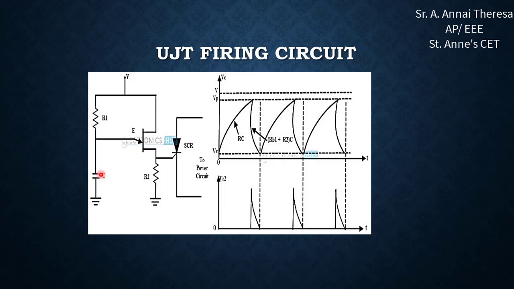This pulse generation continues till the capacitor voltage reduces to the valley value of the UJT. This process repeats and produces a train of pulses at the base terminal. This train of pulses is given to the gate of the SCR to turn on the SCR.